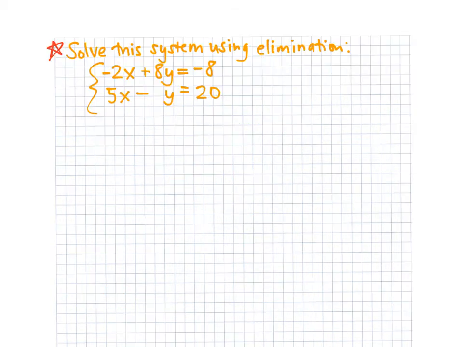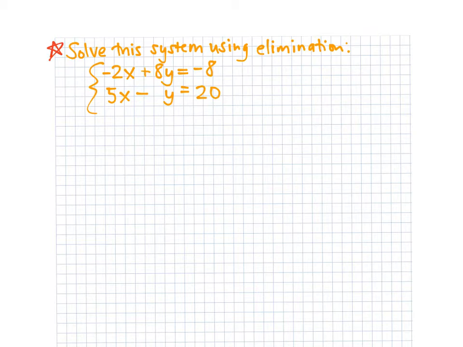Okay? So this one, it says for you to solve on your own, but I don't think we're quite there yet. And that's because the example before it was already set up for elimination. This example isn't set up for elimination, so I want to go over that with you first. You can see for my x's, this is a -2 and this is a 5, so they're not the same and they're not opposite. This is an 8 and this is a -1, so they're not the same.